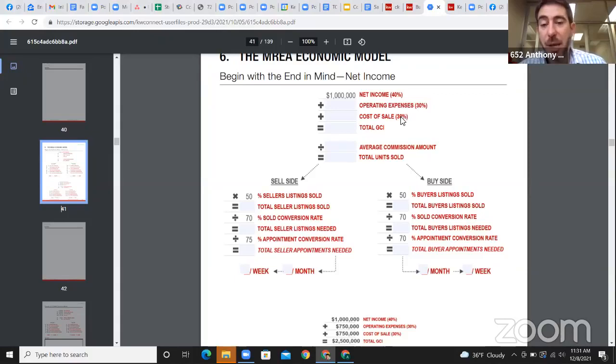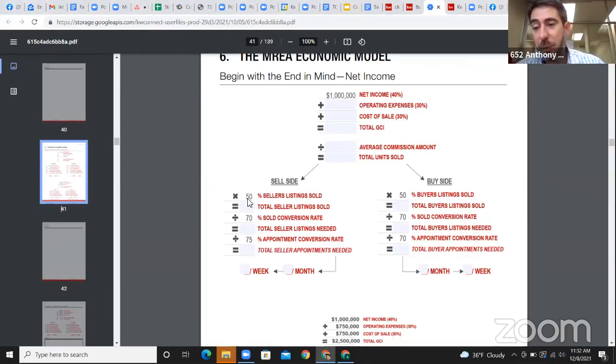There you go. And then the other cost of sale is your broker splits and transaction fees. Those go under cost of sale as well. And then you add all that up, and you're going to give yourself the total GCI goal. And again, I won't go line by line in the rest of this, but seller side on the left, buyer side on the right.